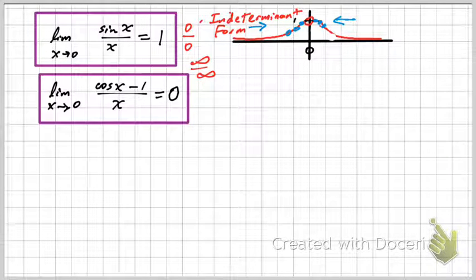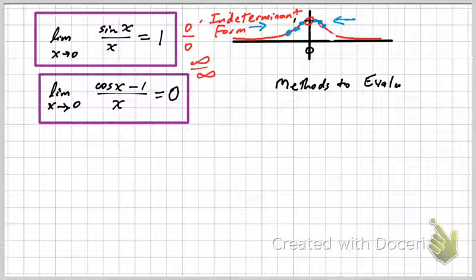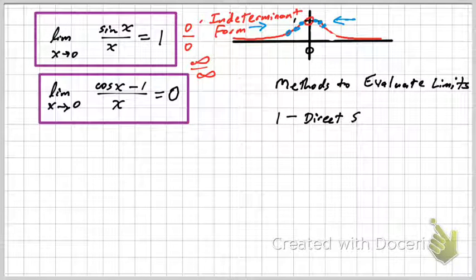There are going to be techniques or methods to evaluate limits. One, always try direct substitution first. If you can put in direct substitution, do that first.